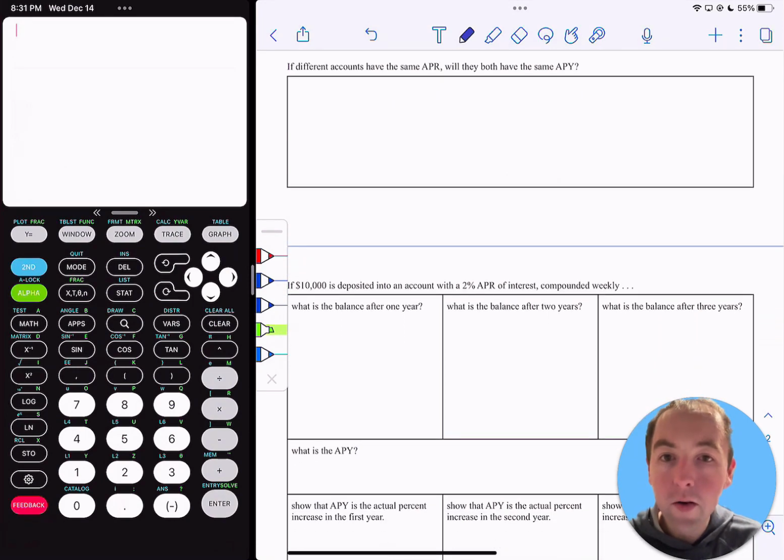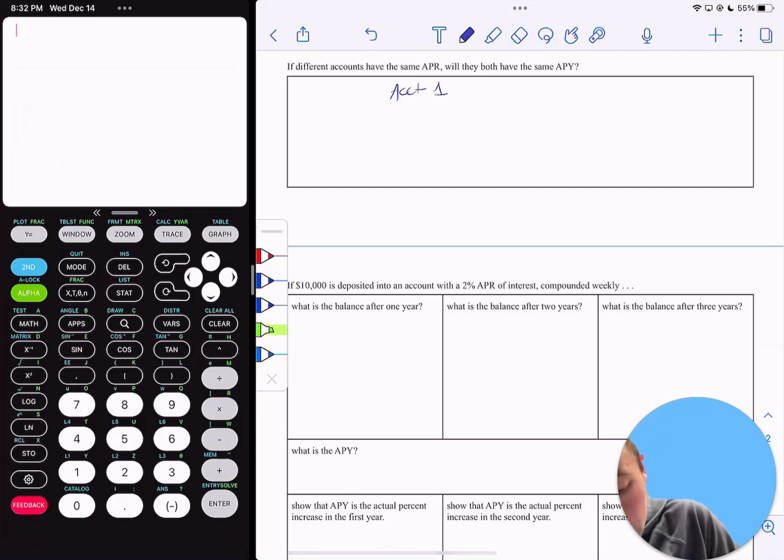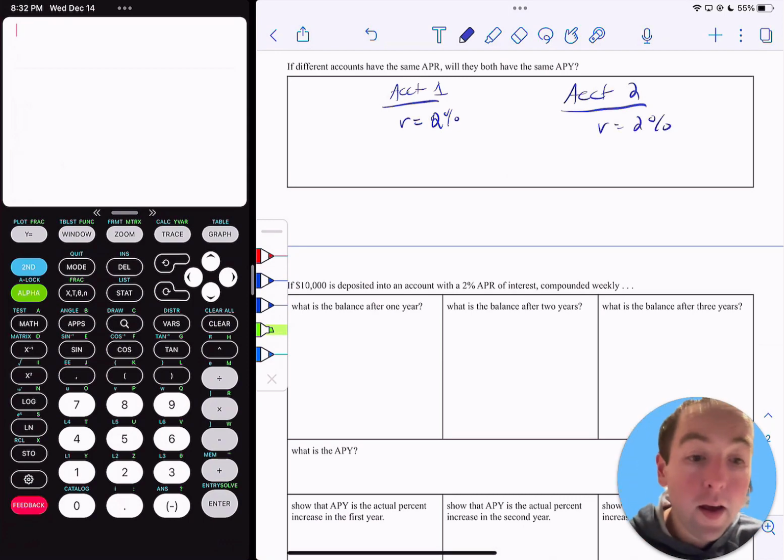All right, so now at the top here it says, if different accounts have the same APR, will they both have the same APY? The answer to that question is no, they will not necessarily. So if there's an account, let's say account number 1, and another account, account number 2, and let's say that R equals 2%, and then R equals 2%, which means that if it's just the R, then it's actually the APR. So the APR is 2% in both.